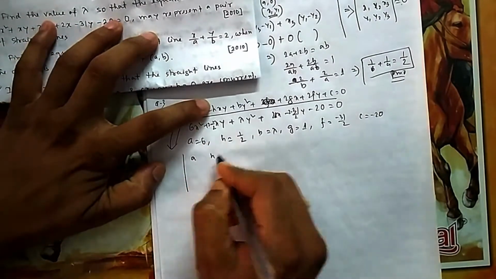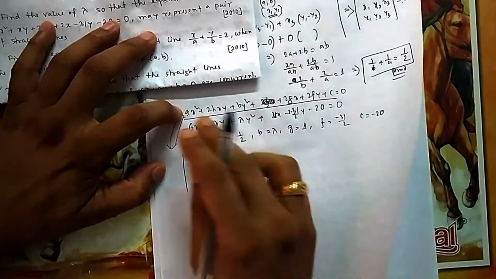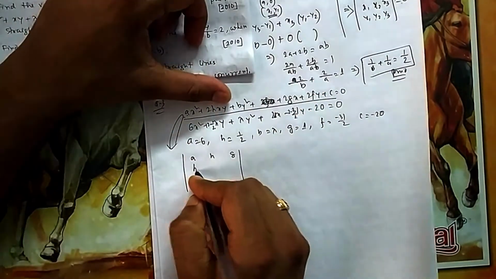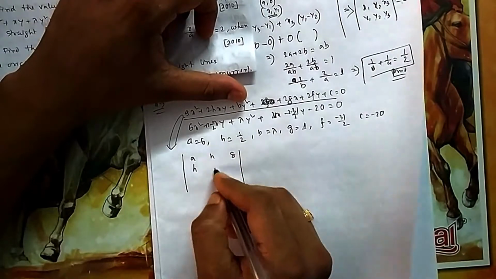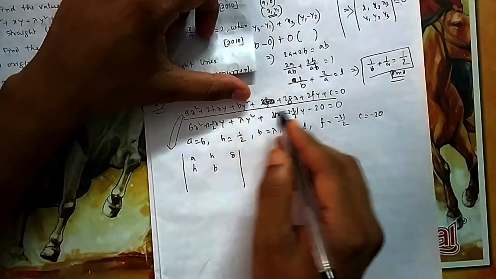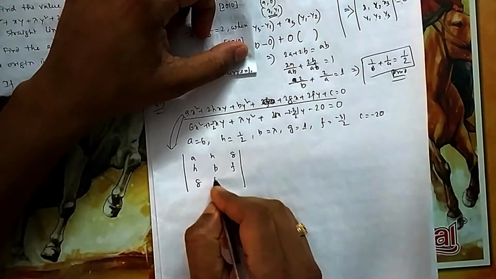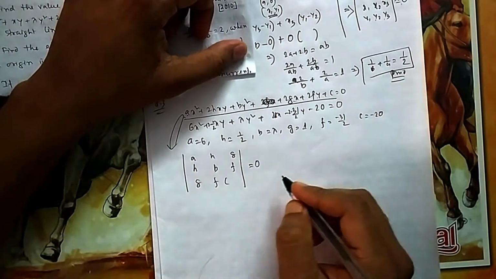A, then h, then g, in the sequential manner the way I have written. Then we write the coefficient of y. What is y? It is h, because it is for both x and y. You can think of it that way. And y is b, and then y is f. And lastly these three, g, f, c. This should be equal to 0.